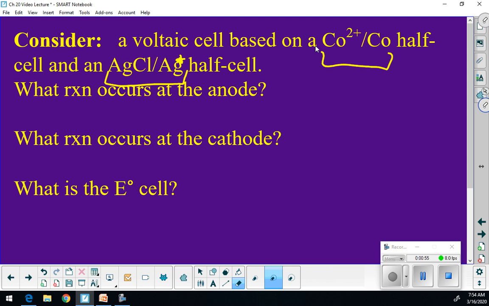So how am I going to figure out which of these is at the anode or the cathode? Well, I'm going to look at my standard reduction potential, right? Because what do I know? I know that the one with the higher standard reduction potential is going to have to be what? At my cathode, meaning it would be my half reduction reaction, and the one that is less positive or more negative is going to be at my anode, which means it's going to be my half oxidation reaction.